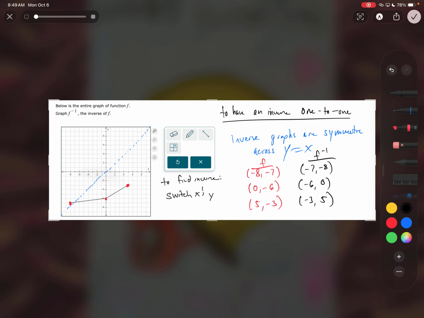So now if I graph this, -7, -8 would be right here. -6, 0 would be right here. And the other one, -3, 5, would be up here. So if I draw that out, you can see it becomes symmetric across y equals x. All you have to do to graph an inverse is find a couple points on it, find the vertices, and flip the x and the y, and it will make the graph for you.